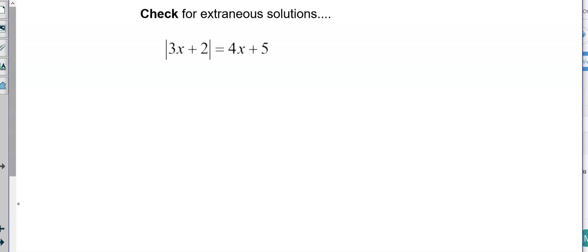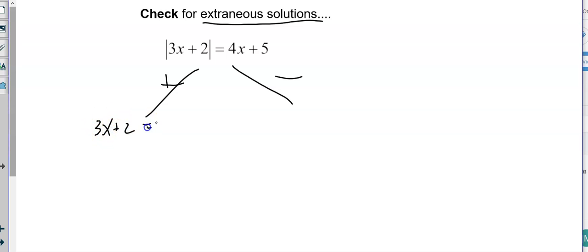You're happy with that. And the reason we check is sometimes, like in this next problem, you might get what are called extraneous solutions. So this definitely could happen to you. So this is isolated. So we're going to take the positive negative case here. But something really weird is going to happen when we do this one.